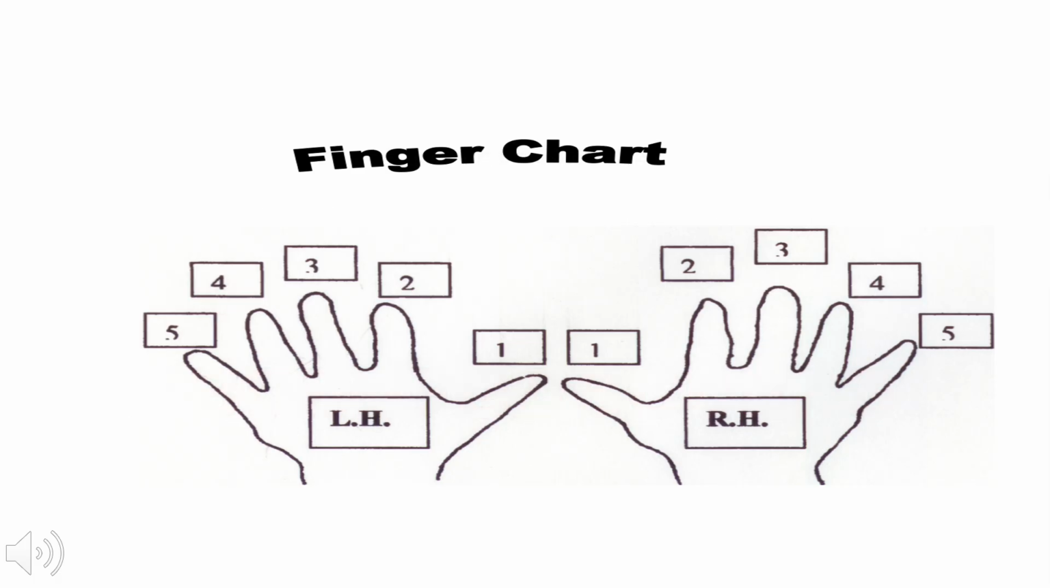Next, we learn about the finger chart. When playing the piano or keyboard, each finger is assigned a number. The numbers indicate which finger belongs on each key that is being used in a song. On both hands, finger number 1 is the thumb. Finger number 2 is the pointer finger. Finger number 3 is the middle finger. Finger number 4 is the ring finger. And finger number 5 is the pinky.